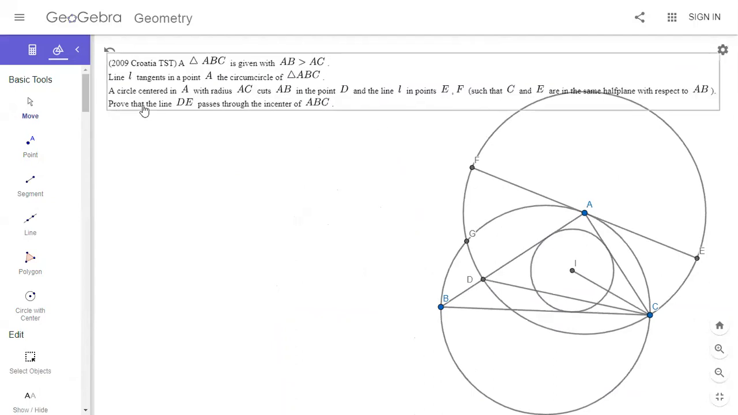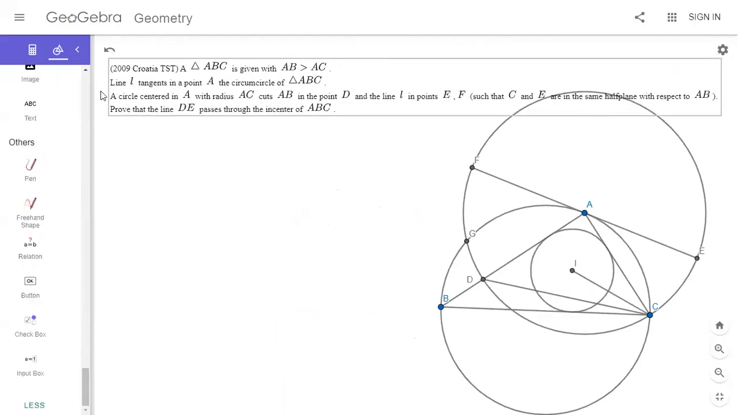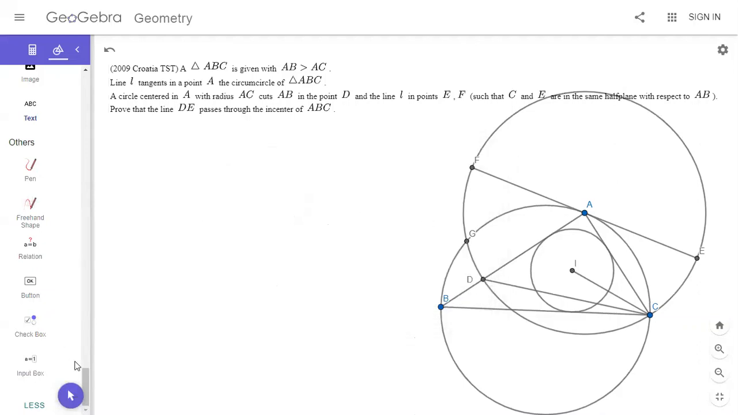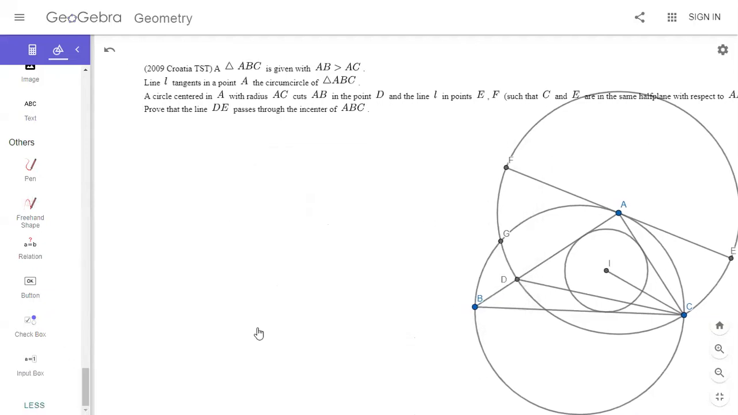So I'm going to type it up. Feel like that gave us a little confidence boost there that we got it fast enough.